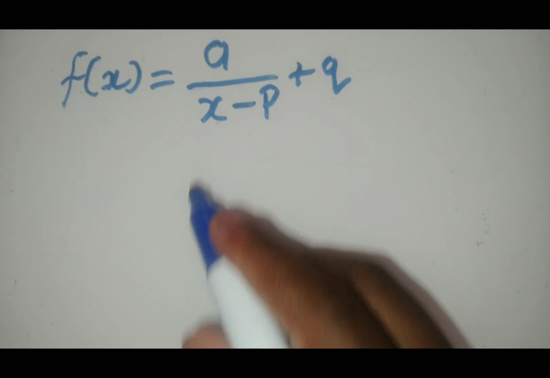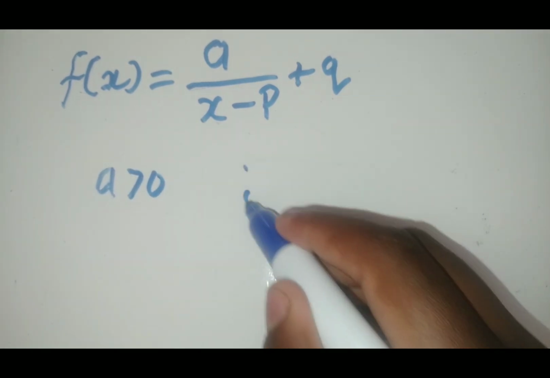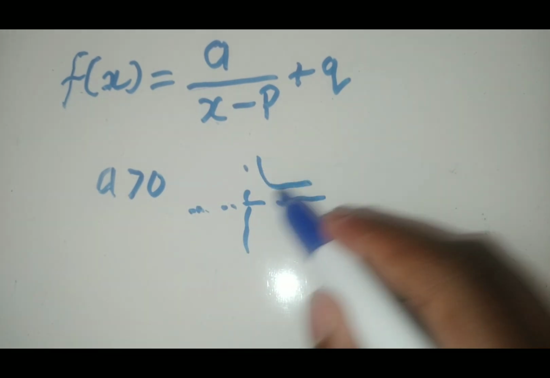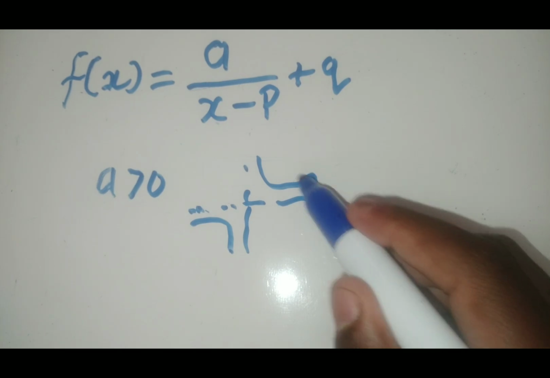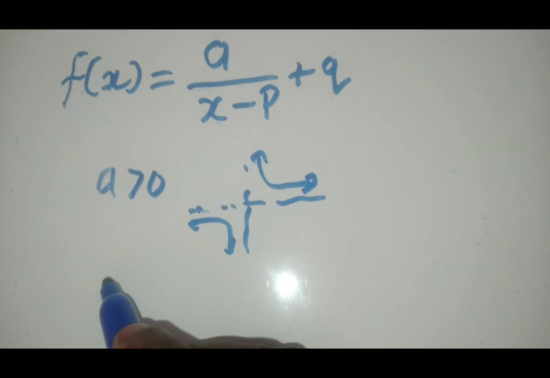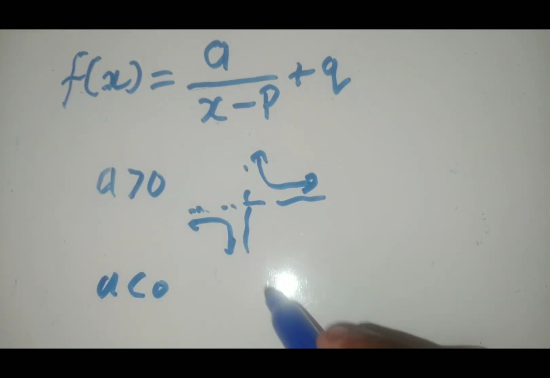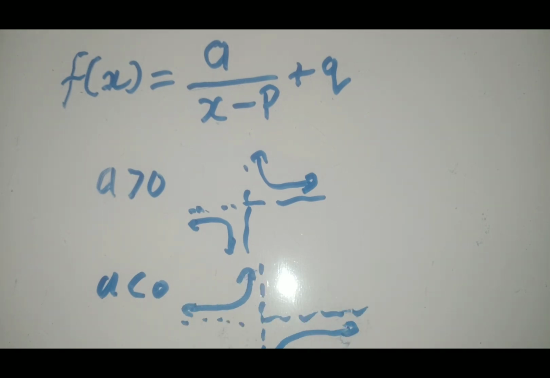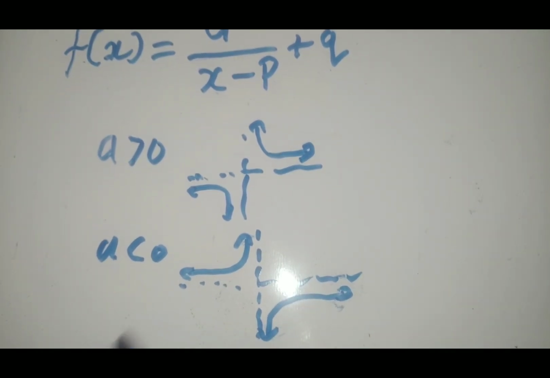In the hyperbola, if a is positive, let's say these are your asymptotes, it's going to be in the first quadrant and in the third quadrant. You have to memorize that. Whenever a is positive, it's always in the first and the third quadrant. If a is negative, it's always in the second and the fourth quadrant. So you have to memorize the shape.